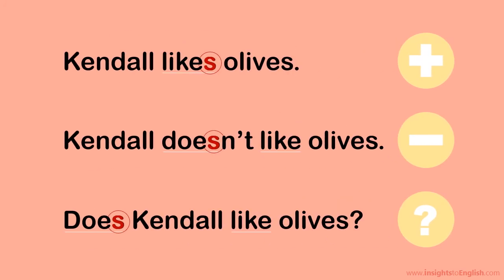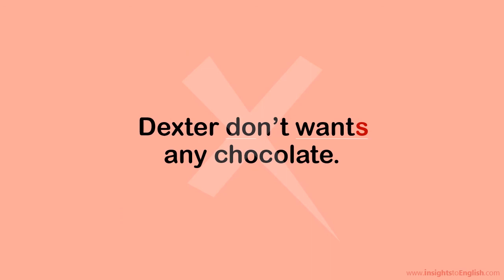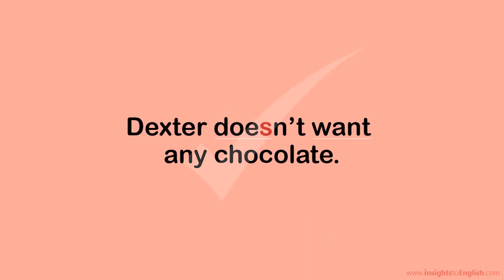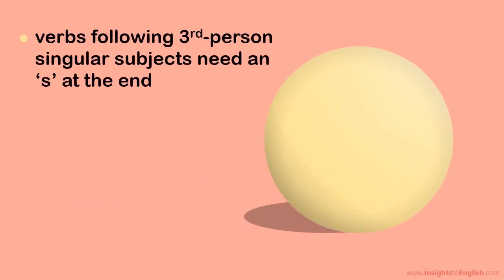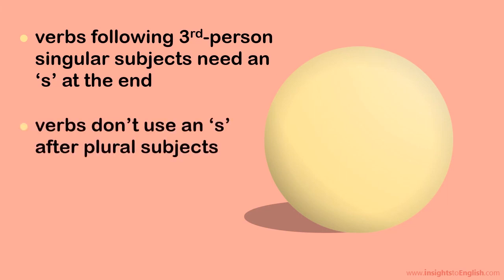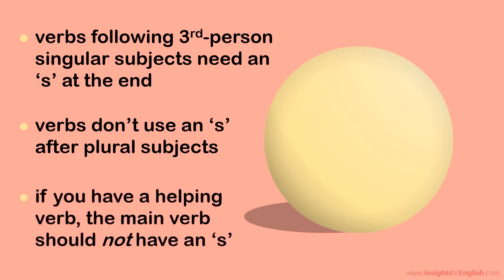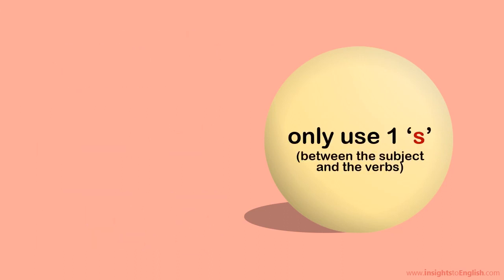If your verb phrase needs an s, it should go to the helping verb, like does, if you have one, instead of the main verb. So while students learn rules like verbs following third-person singular subjects need an s, and verbs don't need an s after plural subjects, and if you have a helping verb, the main verb should not have an s, that's a lot. The key thing to remember is this. Only use one red s, and that will solve a lot of problems.